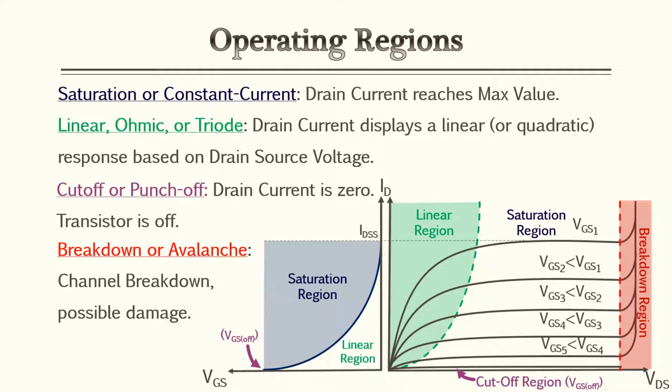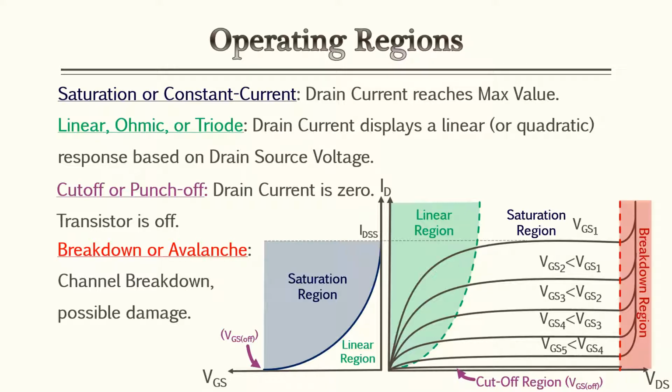Just like BJTs, FETs also have differing operating regions. However, they're named slightly different as well as how they operate. The first one we'll look at is saturation or constant current region. This is when your drain current reaches its maximum value. This is typically when you want your FET to act as a switch or act as a relay in this case, because it's either you want your current to be 100% or 0.